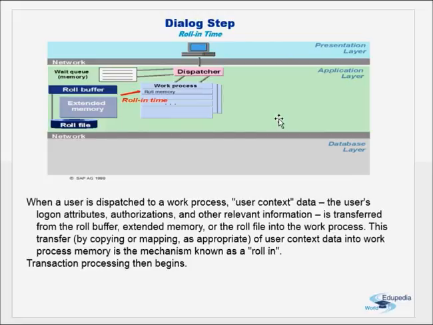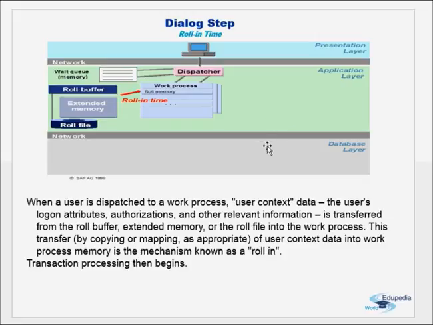When a user is dispatched to a work process, after the user task is assigned to it, the user context data, the user's logon attributes, authorizations, and other relevant information, is transferred from the roll buffer, extended memory, or the roll file into the work process. This transfer, by copying or mapping as appropriate, of user context data into work process memory is known as roll in. Transaction processing then begins.